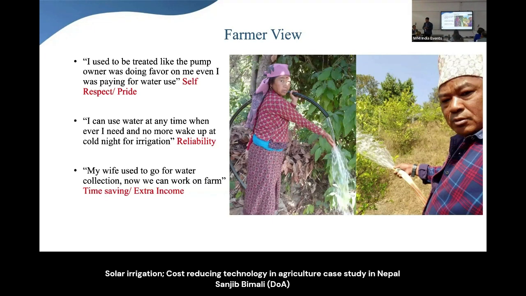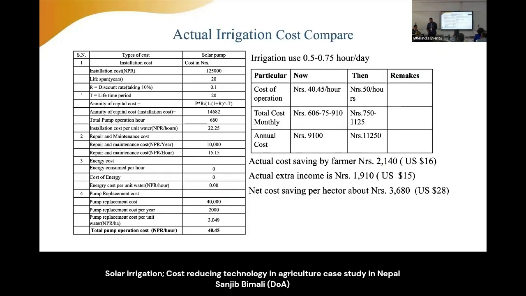Now we can work on the farm. It's a time saving and extra income generating opportunity from there. And these two slides represent the farmer's perspective. Next one, please. And with this, that is true what the farmer says, he is saving almost that type of money after using the pump.